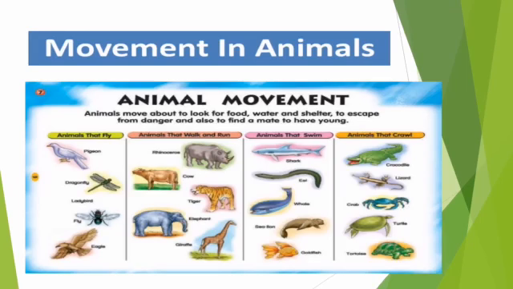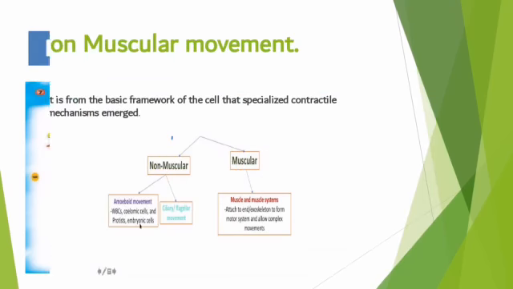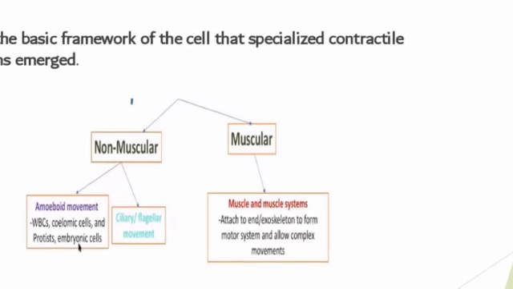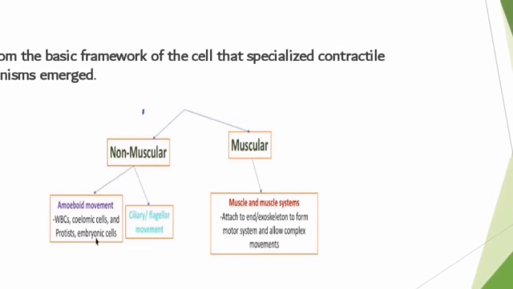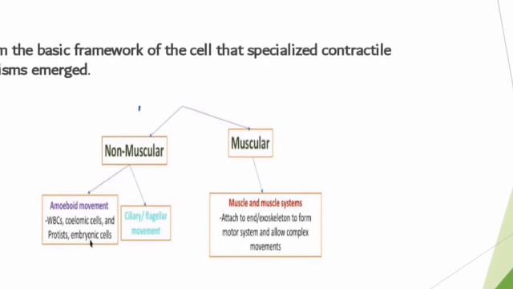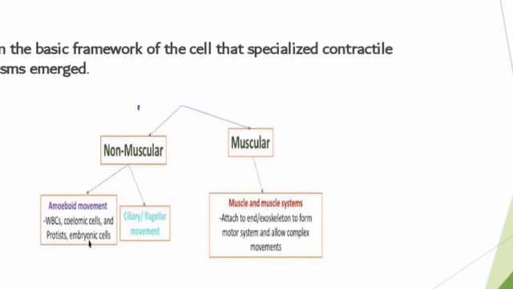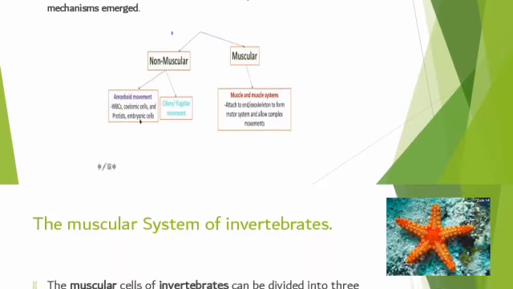Movements in animals, the last part of our topic. Firstly, let us talk about non-muscular movement in animals. There are non-muscular and muscular movements. Non-muscular movement is not dependent on muscles. Muscle attached to the endoskeleton forms the motor system and allows complex movement, which is called muscular movement.